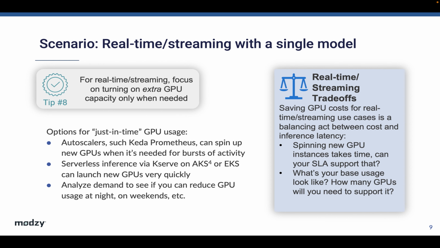So a few options for this just-in-time GPU usage concept would be to start looking at autoscalers, for instance, such as KEDA and Prometheus, which can spin up new GPUs when needed for bursts of activity. You could also take a look at serverless inference via KServe.